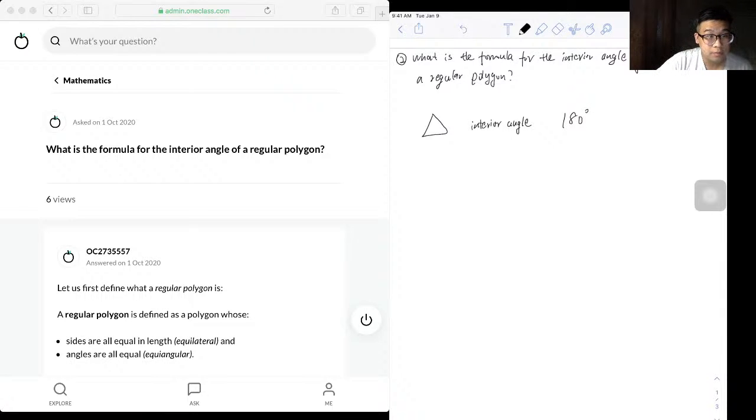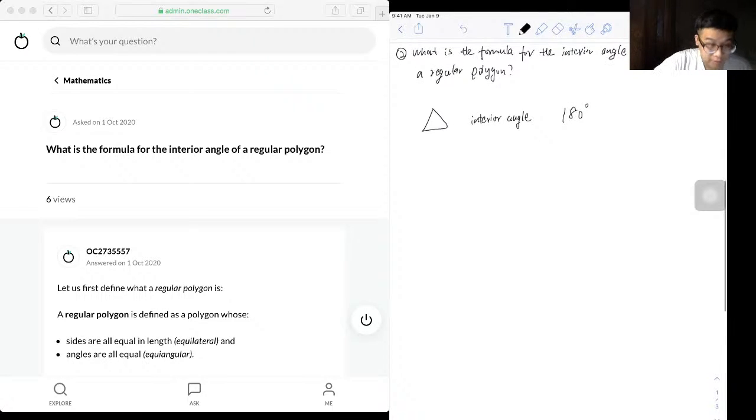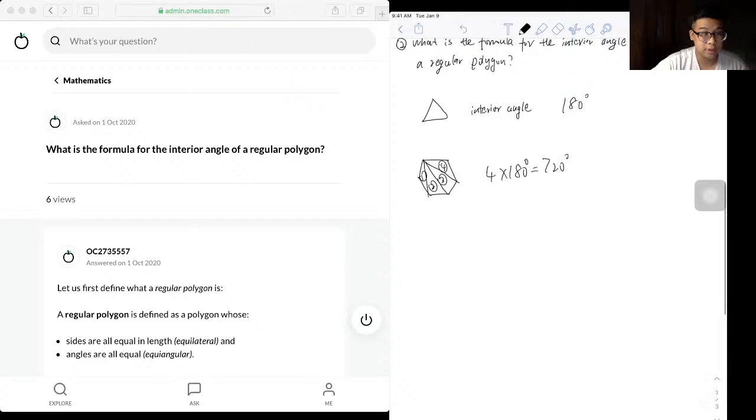And if we have this shape, when we want to calculate the interior angle sum, we can divide it into 4 triangles. So it'll be triangle 1, triangle 2, triangle 3, and triangle 4. For each triangle, we know the interior angle sum is 180 degrees. So we just use 4 times 180, which gives us 720 degrees.